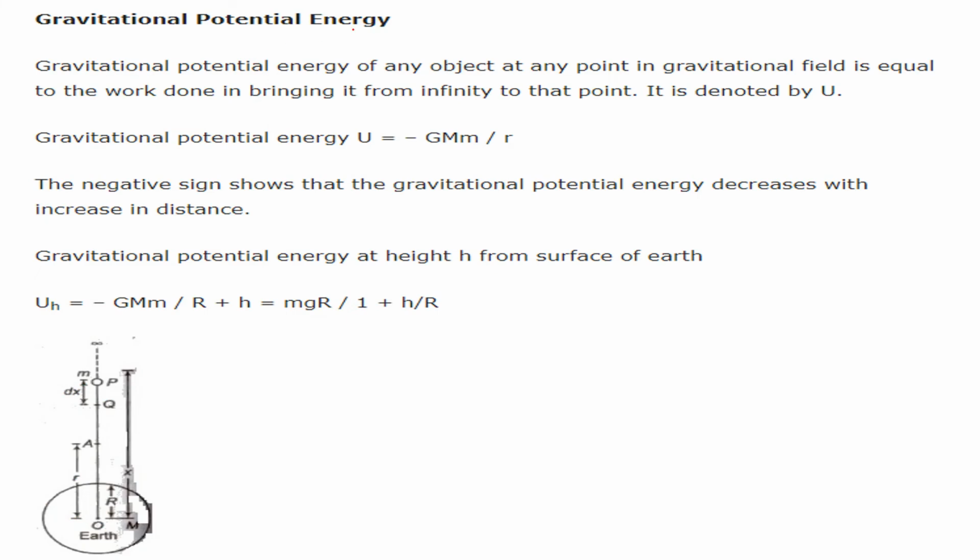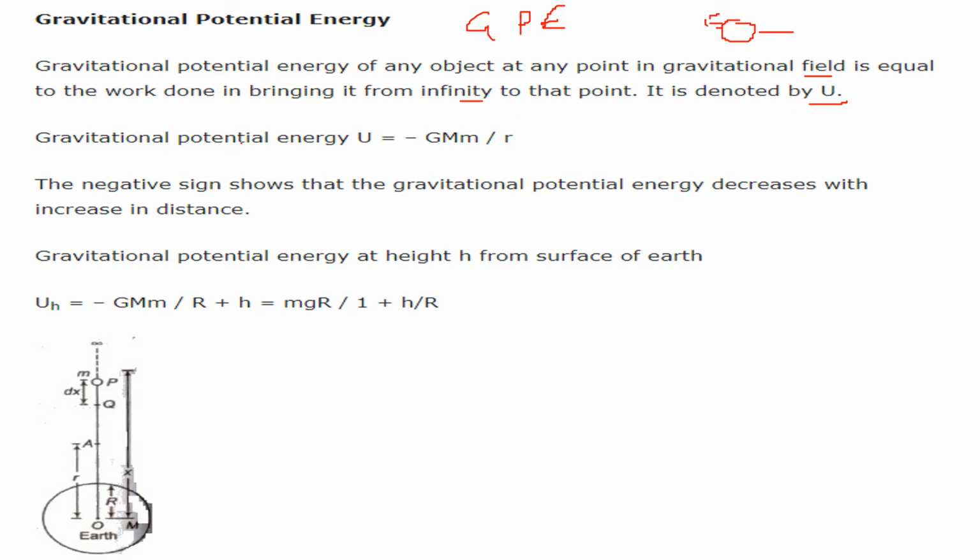Gravitational potential energy. So now we have seen about the gravitational potential. What is gravitational potential energy? Gravitational potential energy of any object at any point in the gravitational field, because every body has some gravitational pull. Say again, we take the example of Earth. So gravitational potential of any object at any point in the gravitational field is equal to the work done bringing it from infinity to that point, and this is denoted by V.